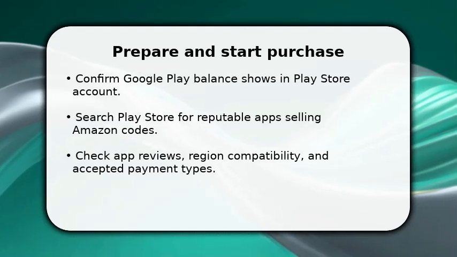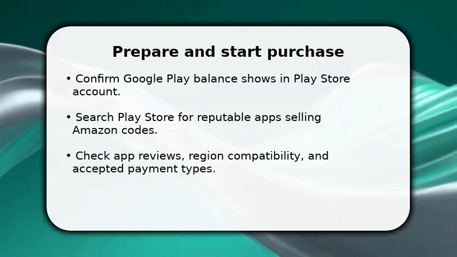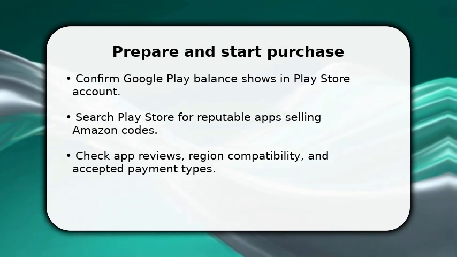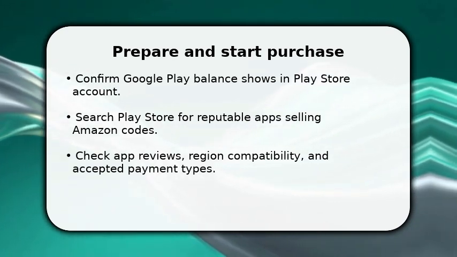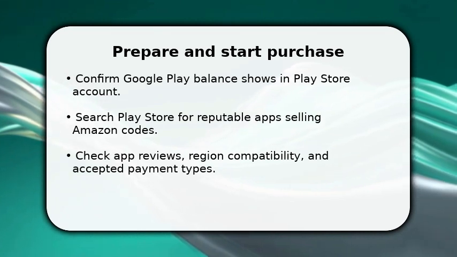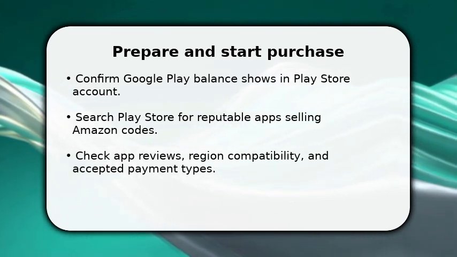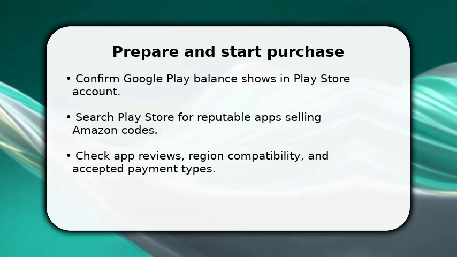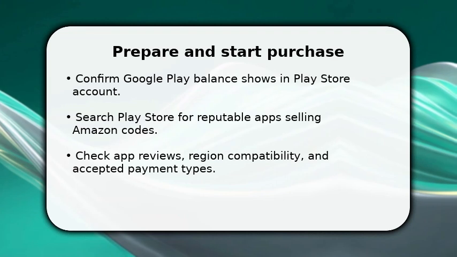You start by confirming your Google Play balance and making sure Google Play payments are allowed for third-party digital goods. Once done, search the Play Store for apps or services that explicitly sell Amazon gift codes and accept Play balance. Make sure the app's country and currency match your Amazon account, otherwise codes may be invalid.